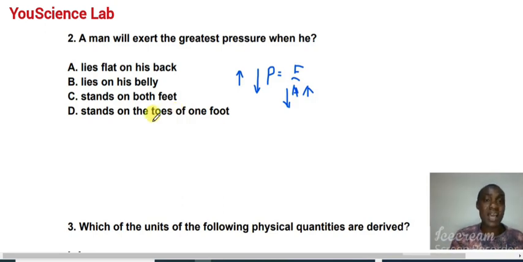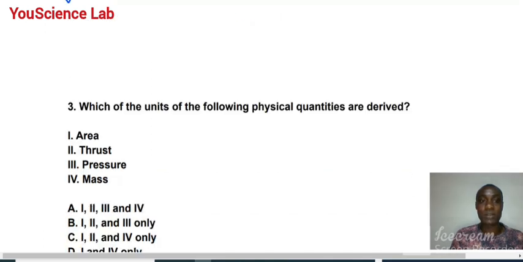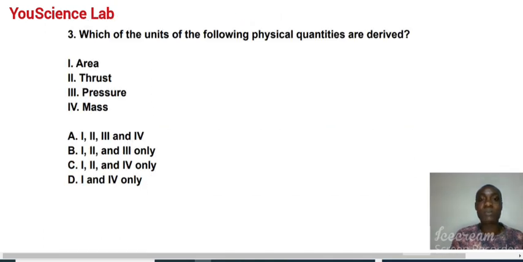Much more what? Higher. So the correct option is option D. So let's go to the next question, question 2. Which of the following physical quantities are derived? Here, I am going to list the 7 fundamental quantities. Then any quantity that is not part of these fundamental quantities is a derived quantity.